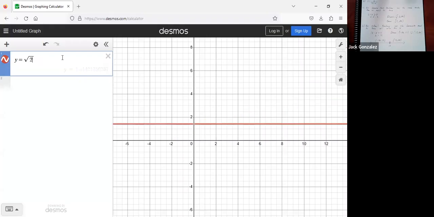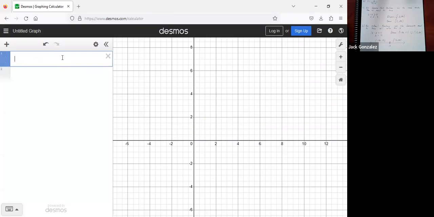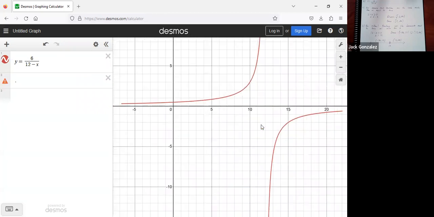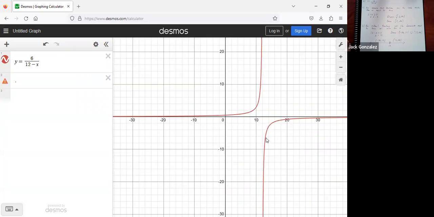So we put that function in there. Six over 12 minus x. See how it hits everything except that 12. It jumps over it. But the range looks like it goes all the way up and all the way down. But it skips one value. Do you see what it is? What range is not included?